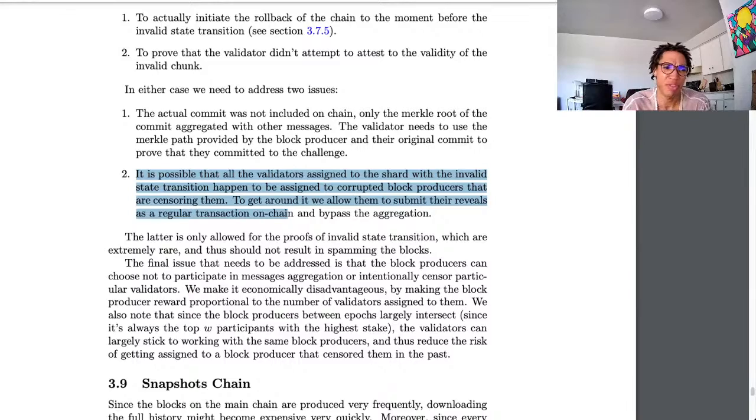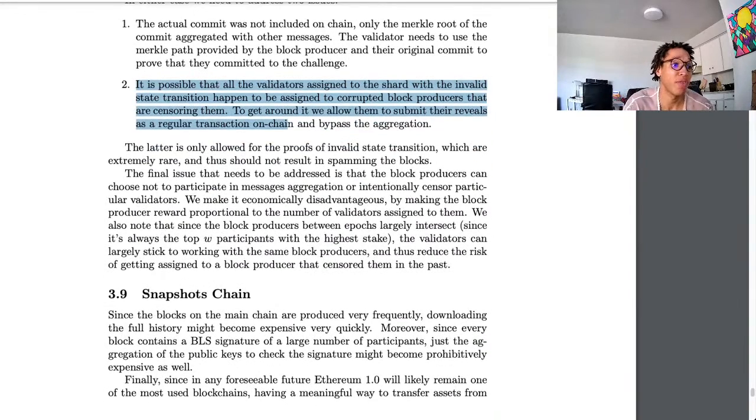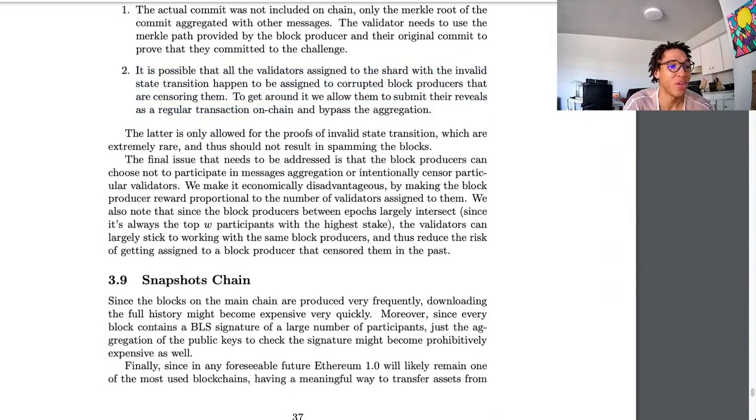And I wonder how many block producers you have on. I think there's quite a few, more than the 20 of us. I don't know how many it is though. The latter is only allowed for the proofs of invalid state transition, which are extremely rare. I mean, I don't know if we know it's extremely rare though, but anyways, and thus should not result in spamming the blocks.